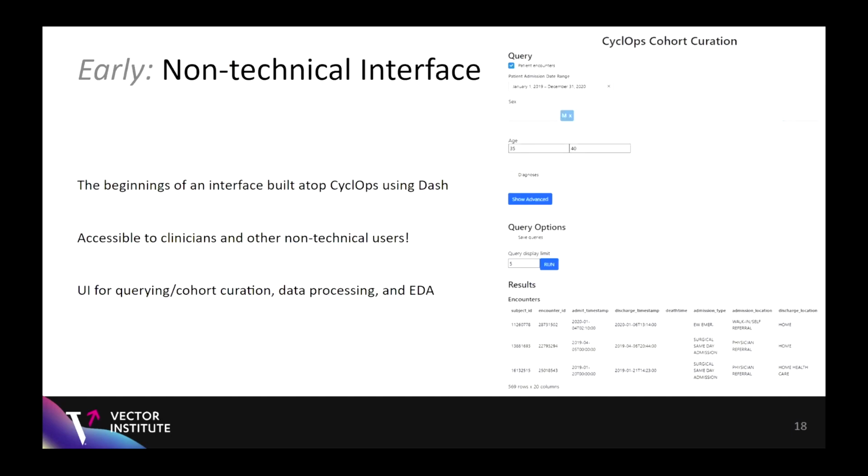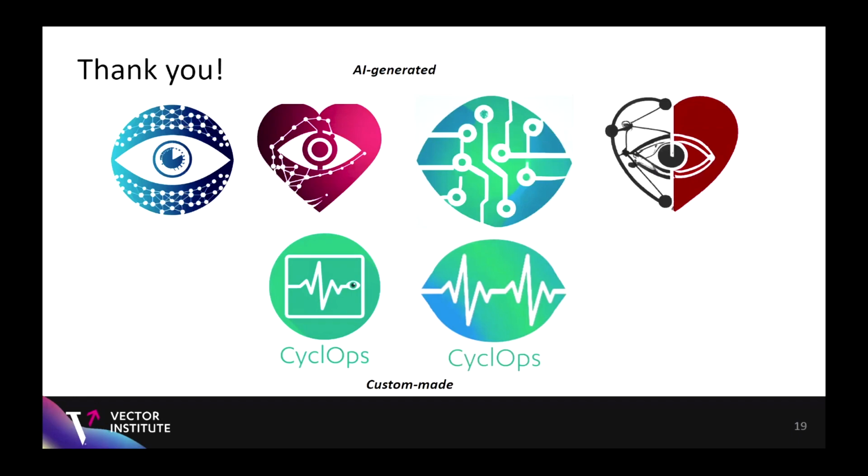Then we have the non-technical interface, and I do have the demo up for this, but depending on time, we'll see if that's available at the end. This is the beginning of an interface built with Dash, and the whole point is to make CyclOps accessible to clinicians and other non-technical users. It would be for things like querying or cohort curation, data processing, and EDA. Even the different visualization tools for CyclOps that we're planning could potentially go here. And I think that is pretty much my presentation.